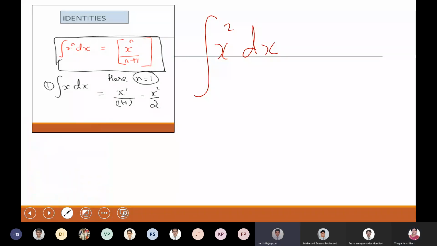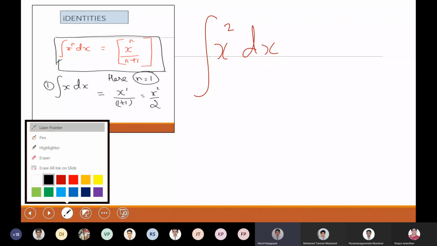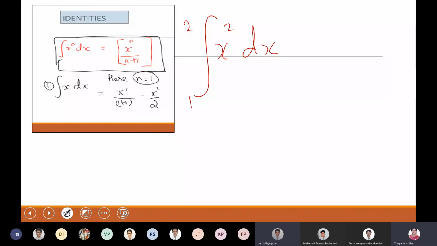What quantity are they? Is it work? Yeah, fine. As we move on, you will understand it much better. If I keep on doing this, I'll not be able to complete your syllabus. Can you evaluate this? Put the lower and upper limit.